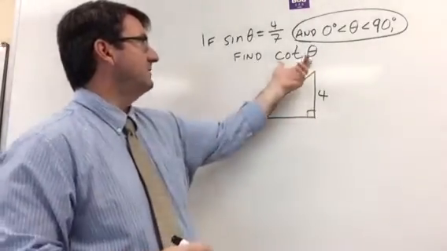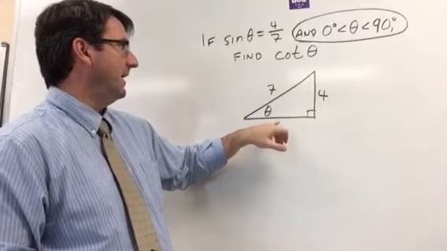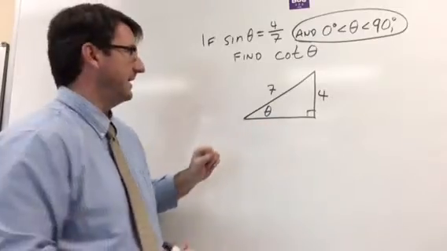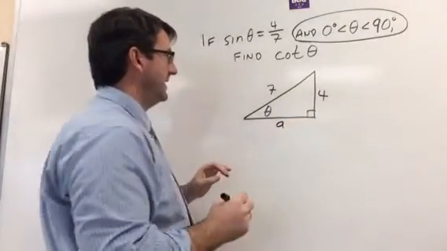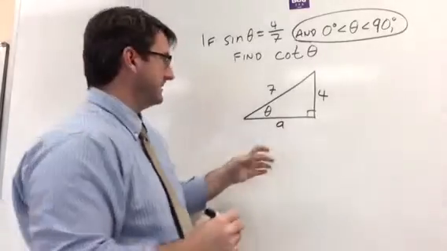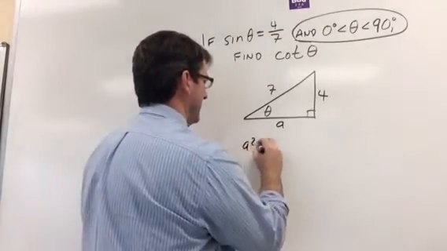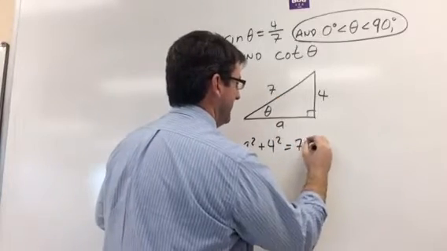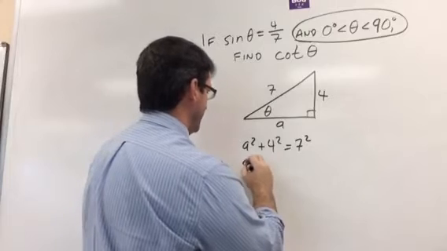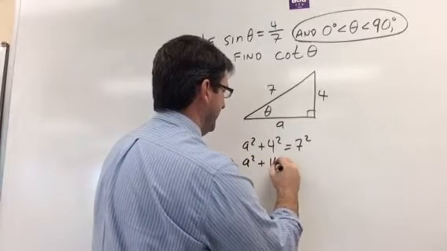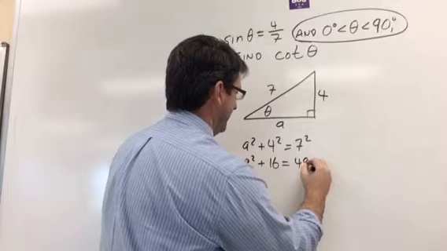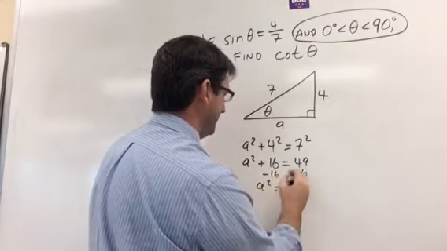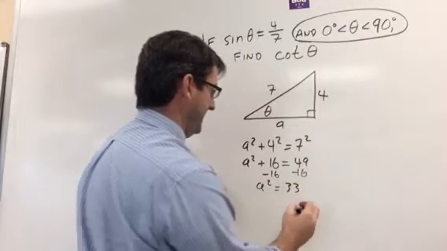All right, now we need to find cotangent, which is adjacent over opposite. So we need to find this adjacent side. Let's call it A for right now. And we can use the Pythagorean theorem to find this. So A squared plus B squared, which is 4, is equal to C squared, 7. So that's 4 squared is 16, 7 squared is 49. Subtract 16 from both sides, we get A squared is equal to 33.